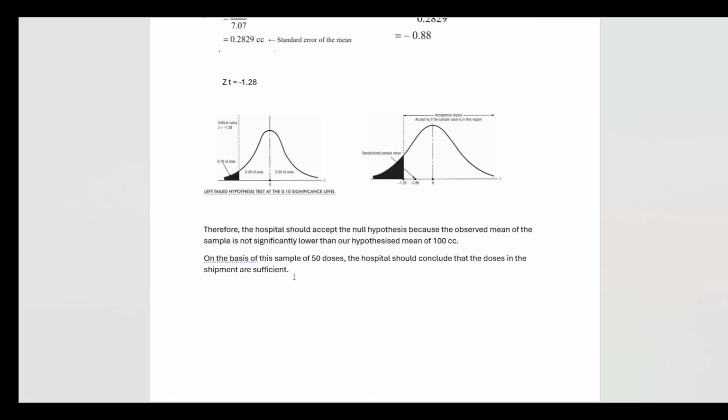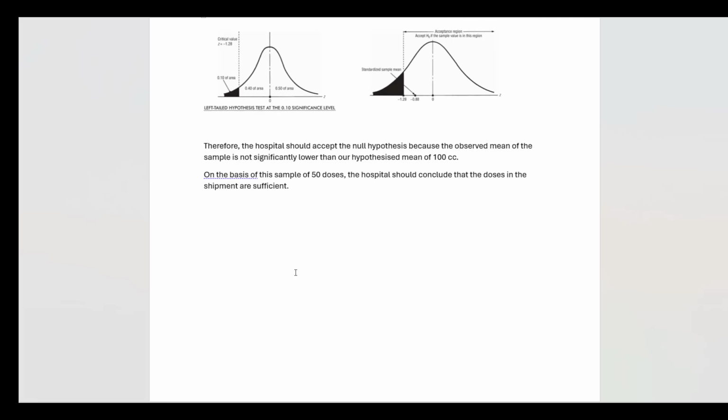So this is an example of one tail rejection. Now let us look at one more variation, example 3.